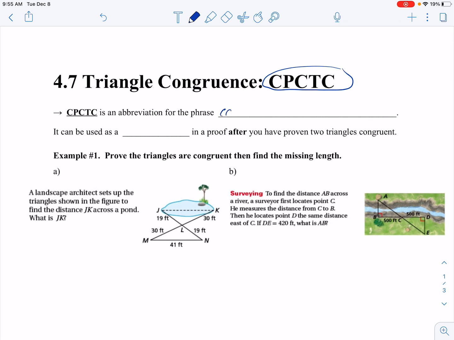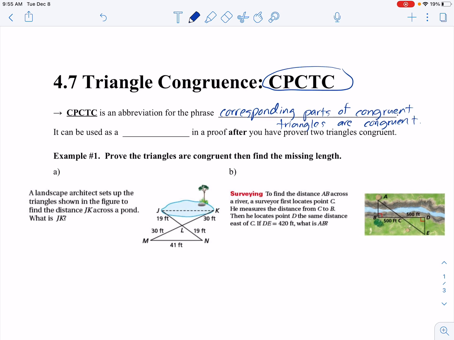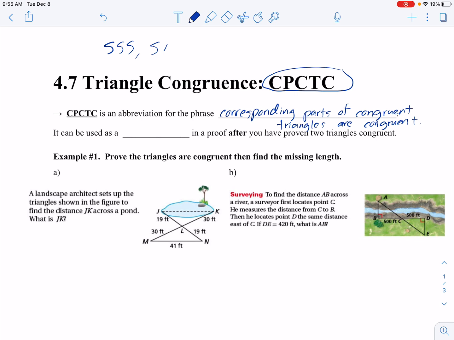CPCTC stands for corresponding parts of congruent triangles are congruent, which simply states that if you can prove a triangle is congruent using, let's list them all out, side-side-side, side-angle-side, angle-side-angle, angle-angle-side, or hypotenuse leg theorem, any one of those five, if we can prove two triangles are congruent, then all of their corresponding parts are congruent, okay?